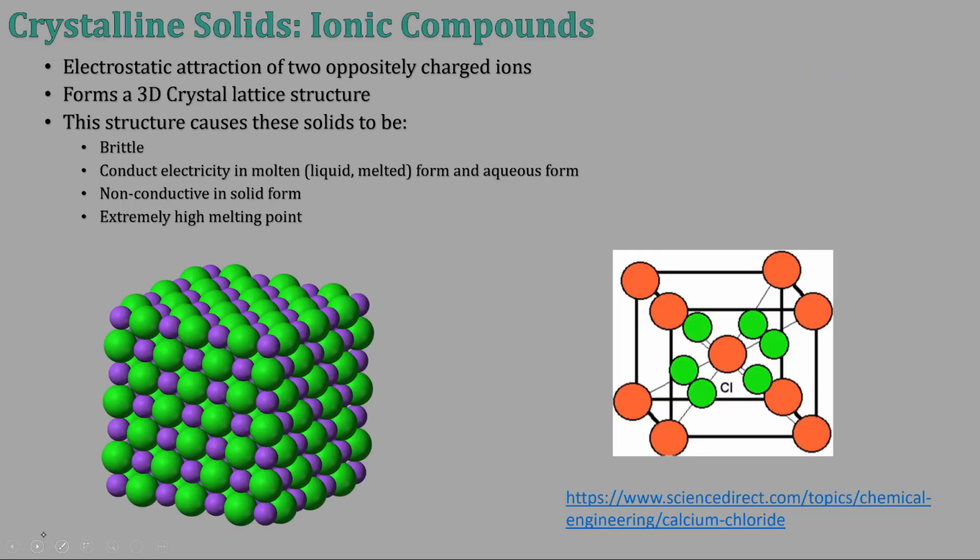All right, so looking closer at ionic compounds, I said before they're electrostatic attraction. Electrostatic just means we're looking at charged things that are attracted to each other because they're opposite in charge. And it forms a 3D crystal lattice structure. And this structure causes these solids to be brittle, conduct electricity in liquid form and aqueous form, non-conductive in solid form, and have extremely high melting points.